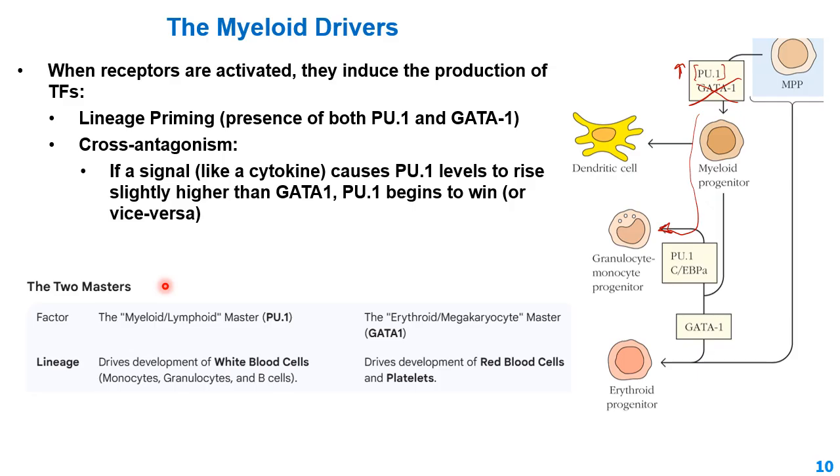So here, two master transcription factors of myeloid lineage, right? You have your PU1, and PU1 is going to mainly produce your white blood cells, okay? In comparison to your GATA1, if GATA1 wins, then you're mainly going to produce red blood cells. Okay, so is it going to be one or the other? Okay, is that clear? Yeah.